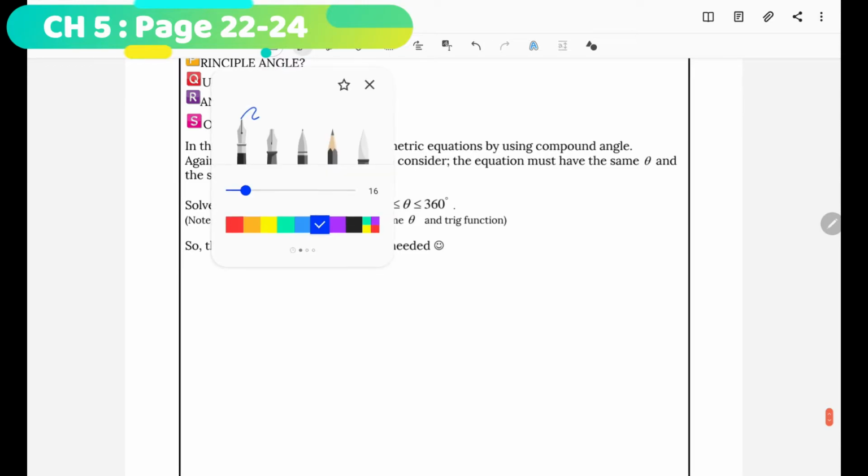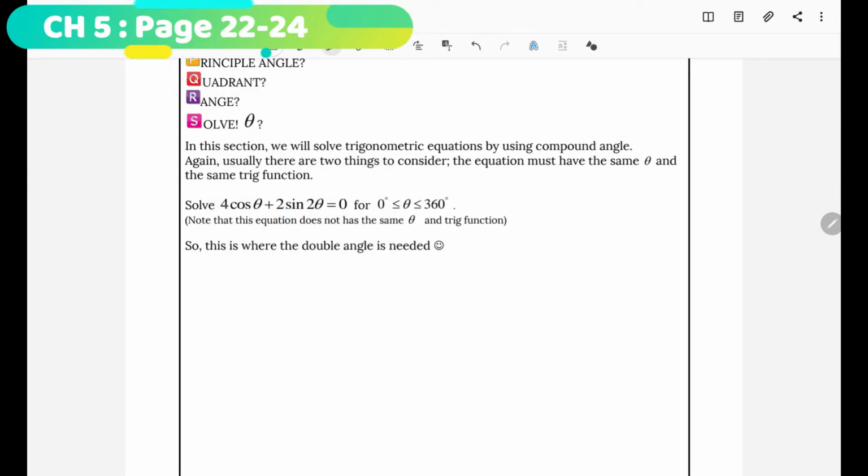Alright, so for this one, solve 4 cos theta plus 2 sin 2 theta equal to 0 for theta between 0 and 360 degrees. So for this one, macam mana kita nak kenal pasti soalan? First you check your angle dekat sini theta kita. Okay, tak kisahlah dia bagi x atau theta. So check this one first. So kalau sama, kita boleh reconsider dia sebagai whether it will be a quadratic or anything you can substitute.